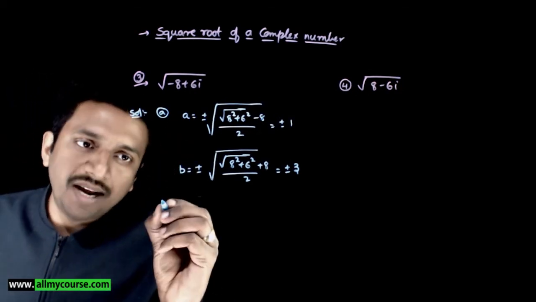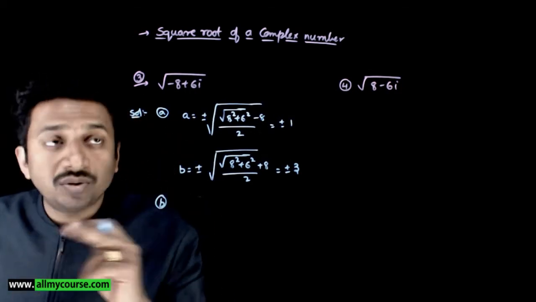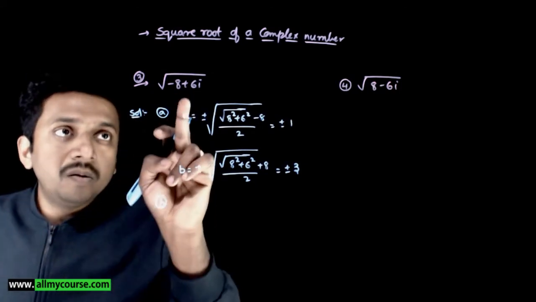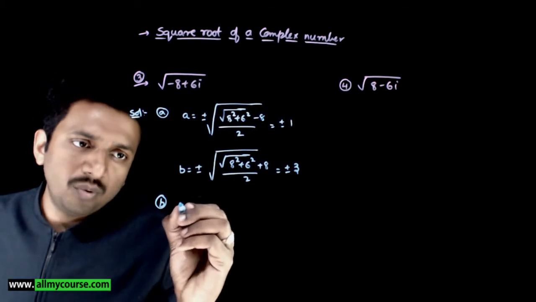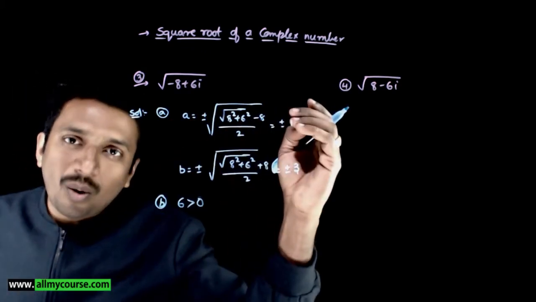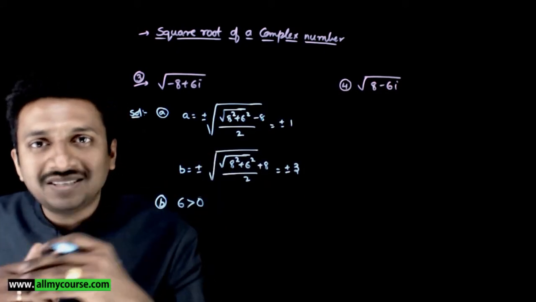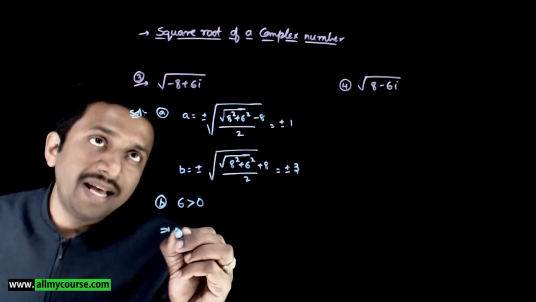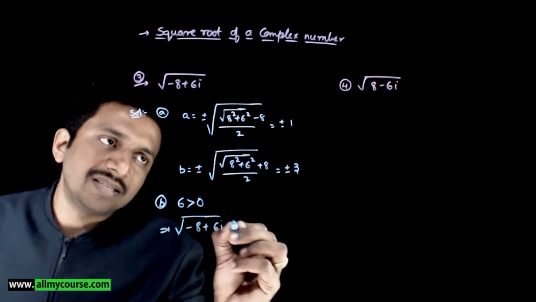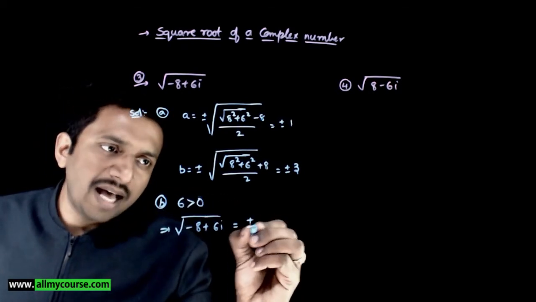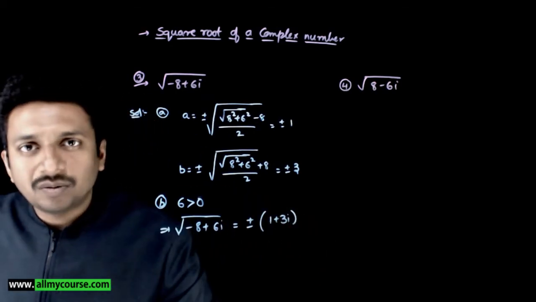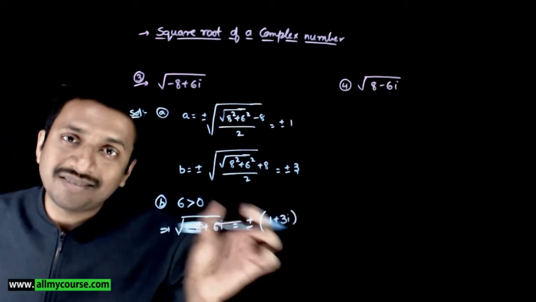So once you have a and b, the second step is to see whether imaginary part is positive or negative. Imaginary part is 6, which is greater than 0. Hence, both a and b should be of the same sign. So this implies root of minus 8 plus 6i is equal to plus or minus of 1 plus 3i. I hope you understand how to write this directly.